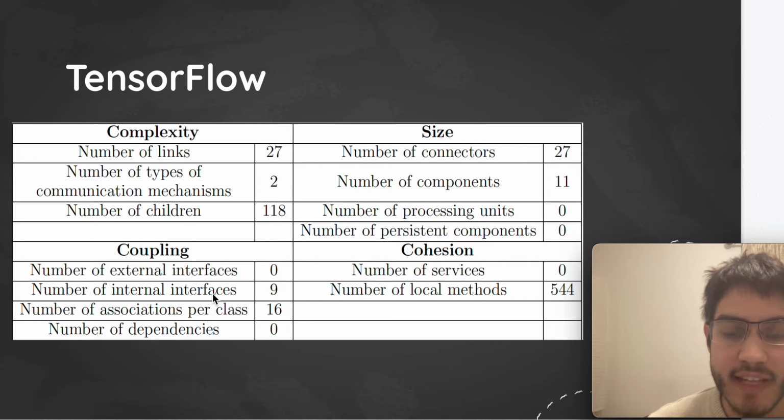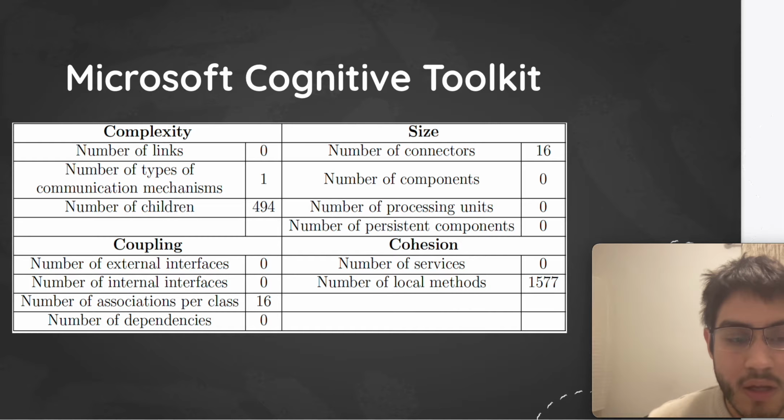It is telling us that we have a lot of methods, but also we have 16 associations per class, which is not a lot of coupling, but the complexity is still high. We have here the Microsoft Cognitive Toolkit.